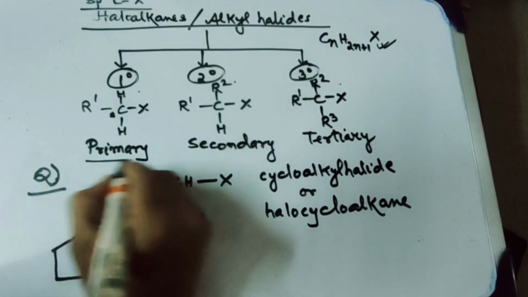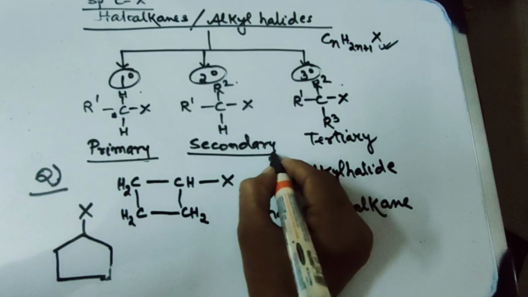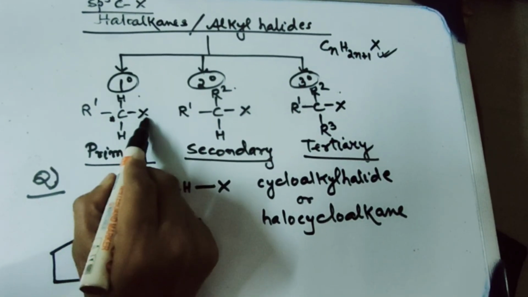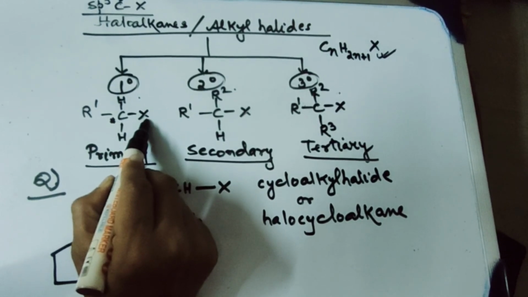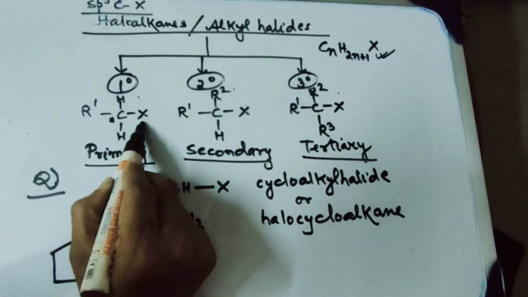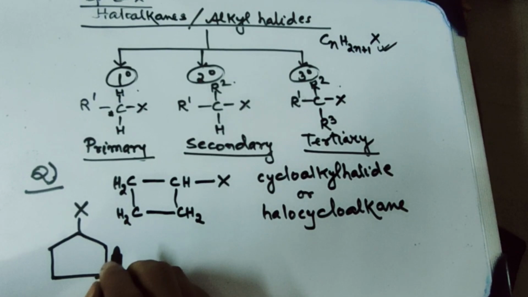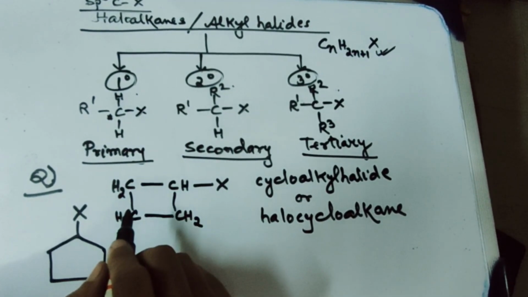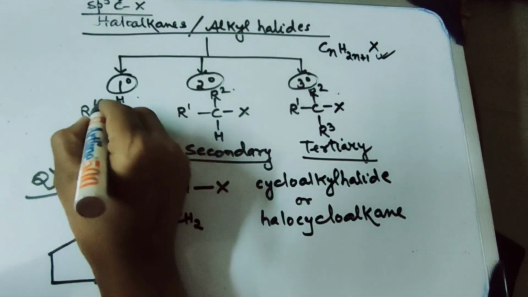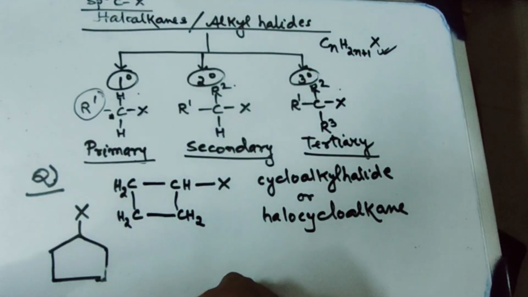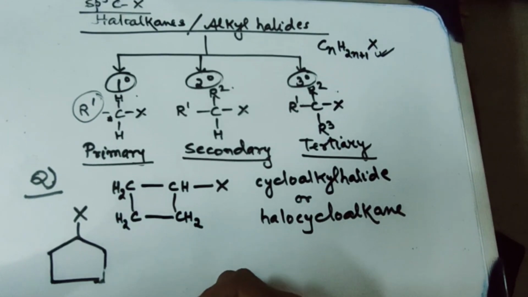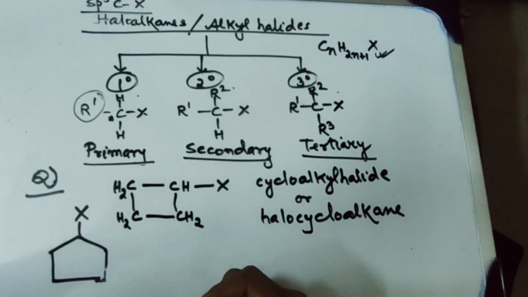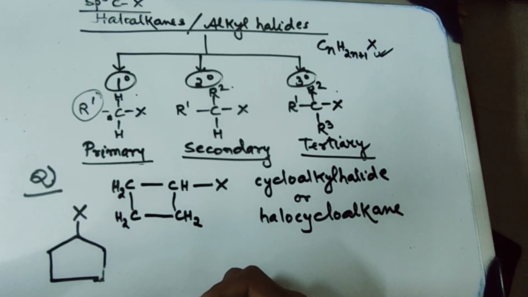1 degree is known as primary alkyl halide, 2 degree secondary and 3 degree tertiary. The carbon atom to which the halogen atom is attached, if that is directly attached with one carbon atom, it is a primary alkyl halide. We can see it is directly attached with only one alkyl group. So obviously it is directly bonded to only one carbon atom. So it is a primary alkyl halide.